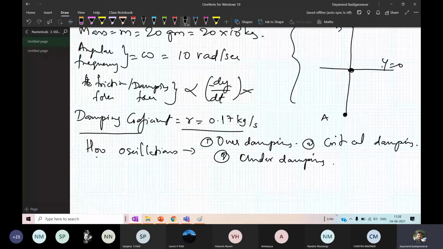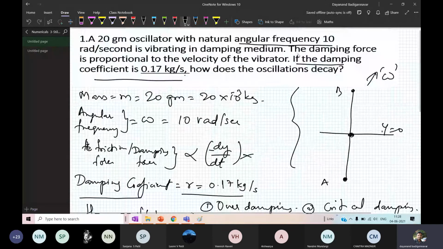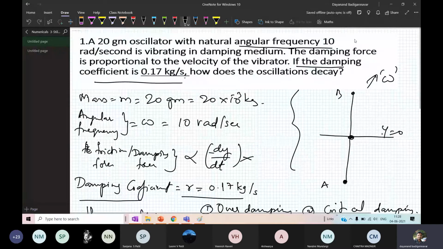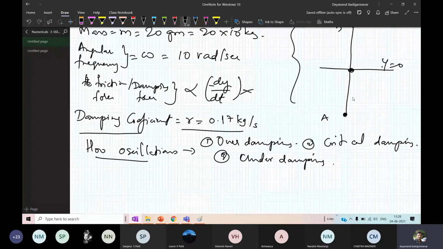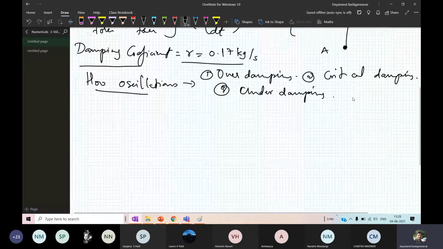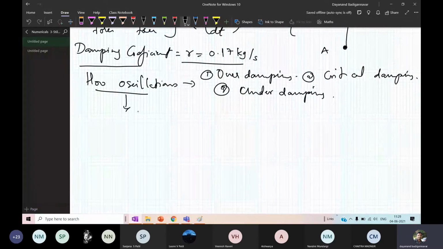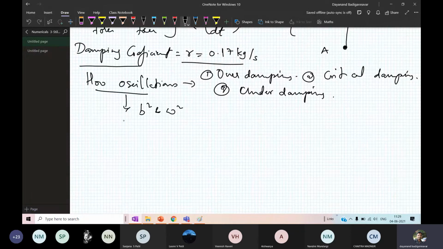So to check it, the problem states: how do the oscillations decay? Oscillations decay or die. Whether they decay by over damping, critical damping or under damping, to check all this I should know B square and omega square. If you know B square and omega square, you can tell whether it is critical damping or under damping. So first go for the evaluation of B and omega.